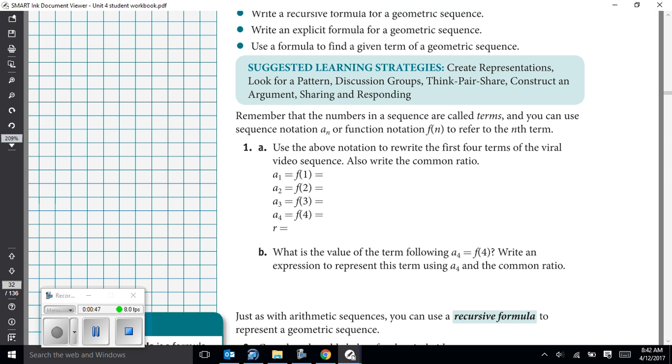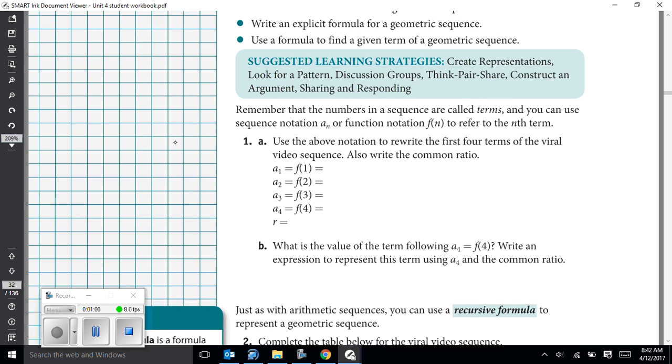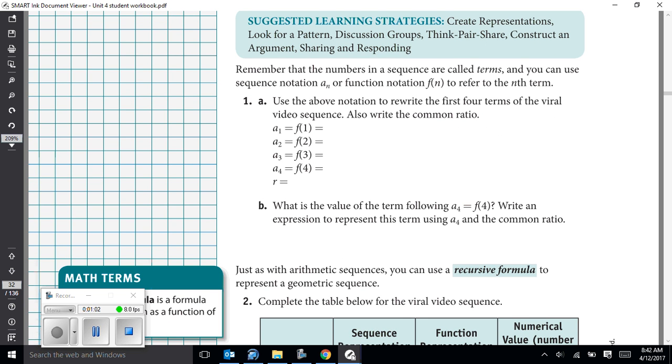All right, so the first part, remember that the numbers of a sequence are called terms and that you can use sequence notation, a sub n, or function notation, f of n, to refer to the nth term. So use the above notation to rewrite the first 4 terms of the viral video sequence we were referring to yesterday. Also write the common ratio. So f of 1.